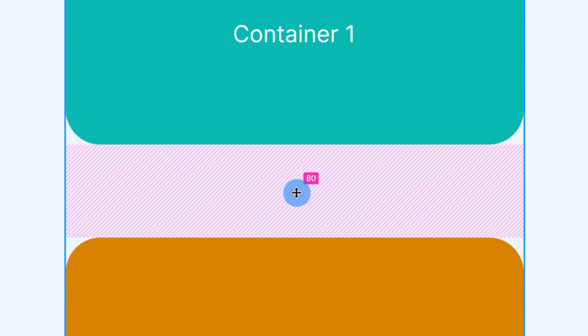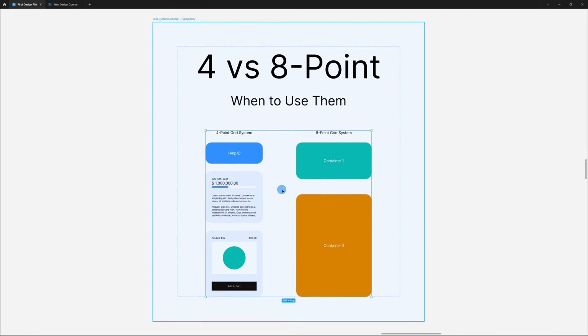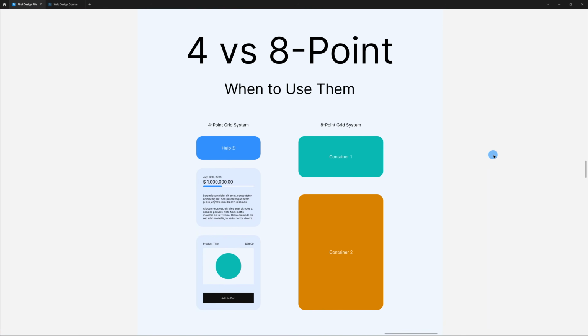The 4-point grid system and the 8-point grid system overlap because any size that fits into the 8-point grid system also fits into the 4-point grid system. This is due to 8 being a multiple of 4. For example, 80 pixels is a multiple of both 4 and 8, so it works in both systems. However, numbers like 4 and 12 are multiples of 4, but not 8, fitting only the 4-point grid system. This allows for more precise spacing adjustments.